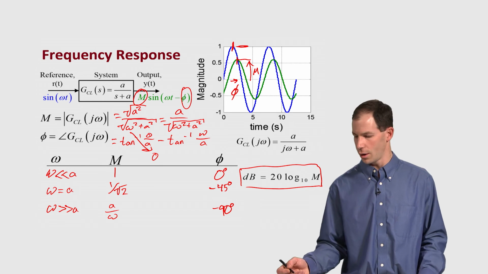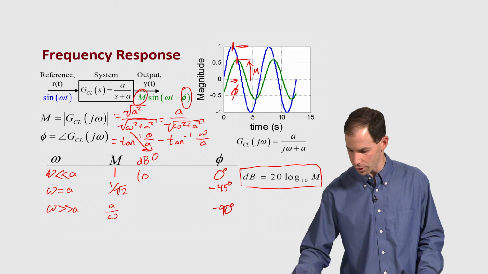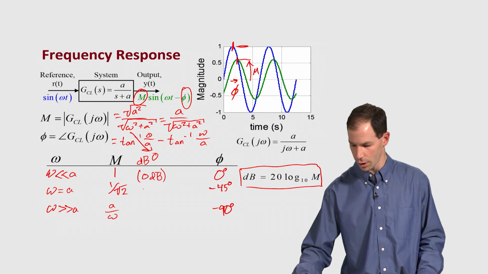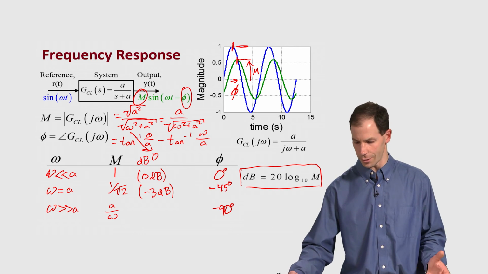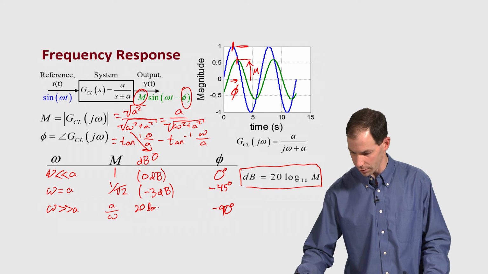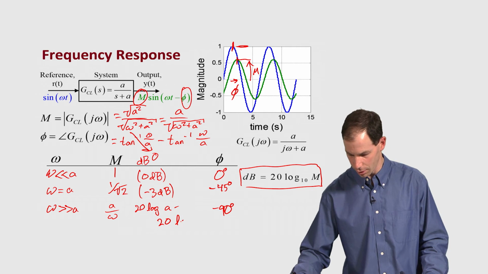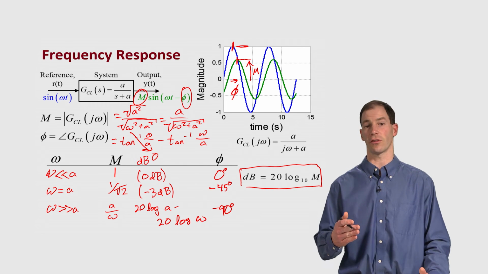So if I plug in a magnitude of 1 into this, I get 0 dB. So let me plot this dB right here. I get 0 dB. I do the same thing for 1 over square root of 2, and I get minus 3 dB. I plug in that same formula for a over omega, and now I get 20 times the log of a minus 20 times the log of omega. And I'm going to use that as a line that I'm approaching as an asymptote.